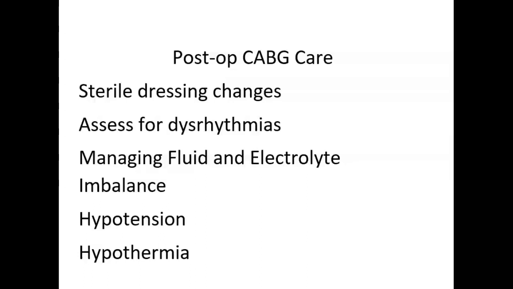The danger of rewarming patients too quickly is that they begin to shiver, resulting in metabolic acidosis, increased myocardial oxygen consumption, and hypoxia. To prevent shivering, rewarming should proceed at a rate no faster than 1.8 degrees Fahrenheit per hour. Hypothermia is a significant risk for the patient after CABG surgery because it promotes vasoconstriction and hypertension.